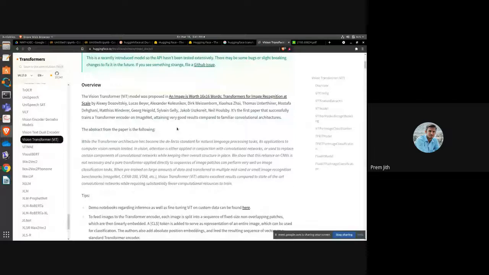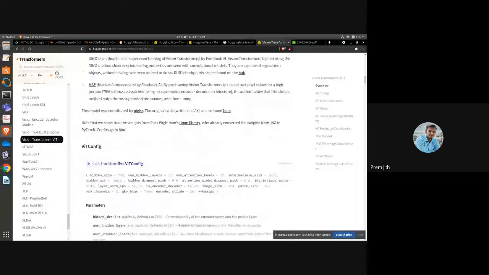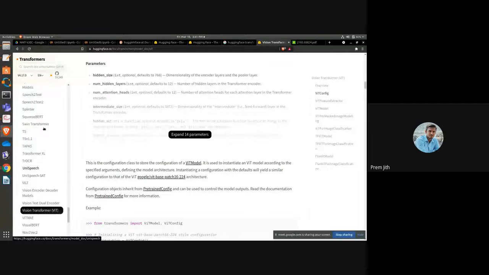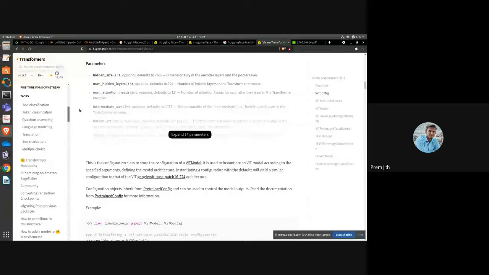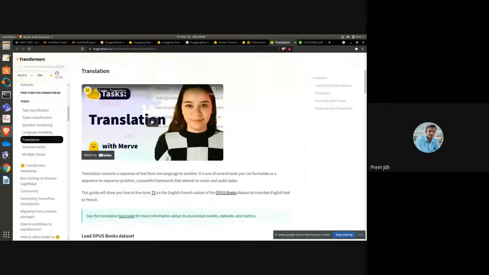There is wav2vec for speech processing and the vision transformer for image processing, which is from Facebook. Then these are BERT models. In addition to the BERT model, we can have tasks such as text classification, token classification, question answering, language modeling, translation, summarization, and multiple choice. So many applications and example applications are there. You can directly use those models for your process.